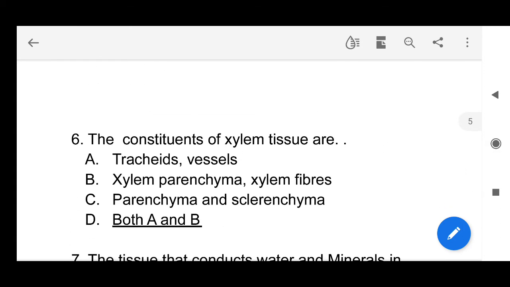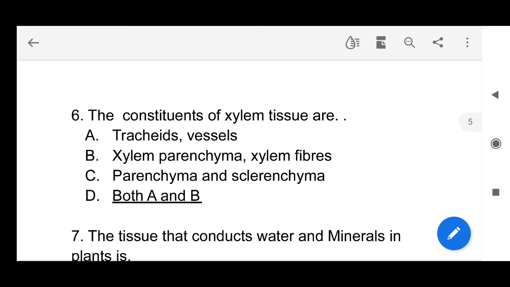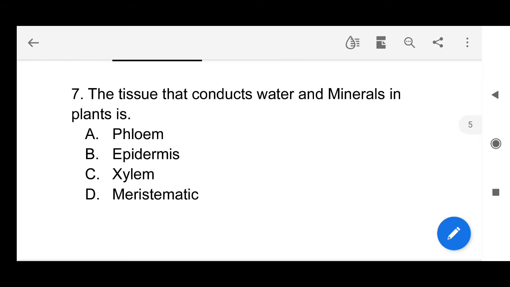Next question, the constituents of xylem tissue are. So xylem tissue is made up of four types of elements. Those are tracheids, vessels, xylem parenchyma and xylem fibers. These four different types of cells constitute xylem tissue. The tissue that conducts water and minerals in a plant is, so here the answer is xylem. Xylem helps in conduction of water and minerals and other liquid things in plants, and the answer is C, xylem.